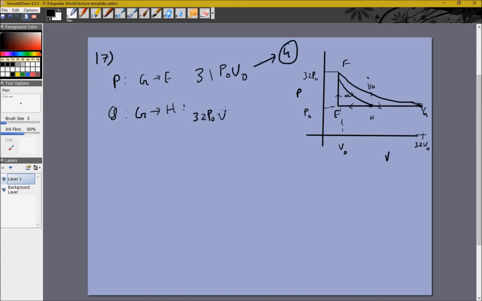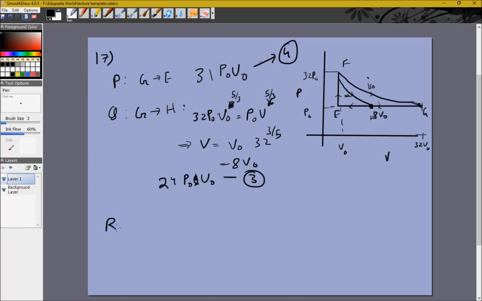32 P naught V naught to the power gamma is equal to P naught V to the power gamma, and gamma is 5 by 3, which means that V is equal to V naught into 32 to the power 3 by 5, which is 8. So it is 8 V naught. So this is 8 V naught. So now we get the work from G to H. This is 32 V naught, this is 8 V naught, isobaric, 24 V naught. So it is 24 P naught V naught, which goes to option 3.